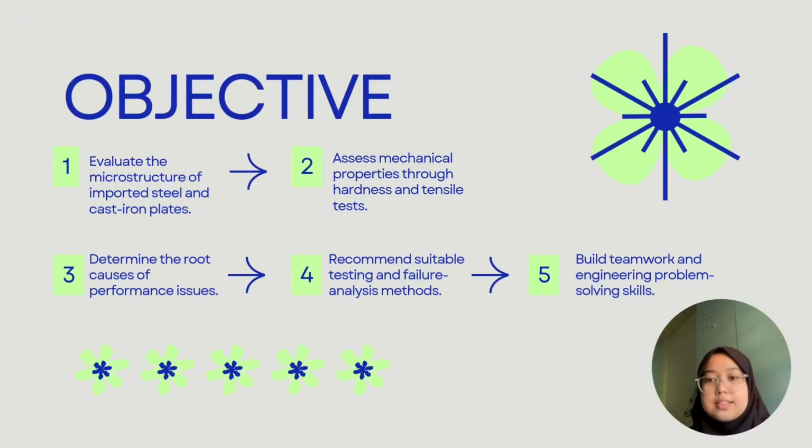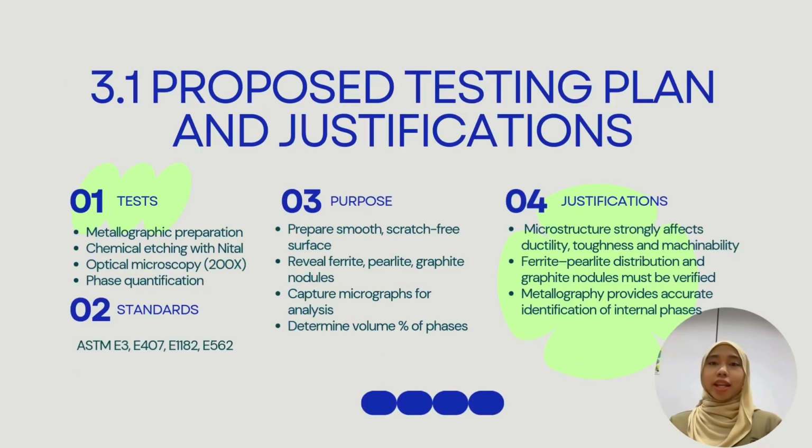Now, I'll pass to Dini. For section 3.1, our testing plan consists of 4 major steps: metallographic preparation, chemical etching, optical microscopy, and phase quantification. We follow relevant ASTM standards, including E3, E407, E1182, and E562 to ensure accuracy and consistency.